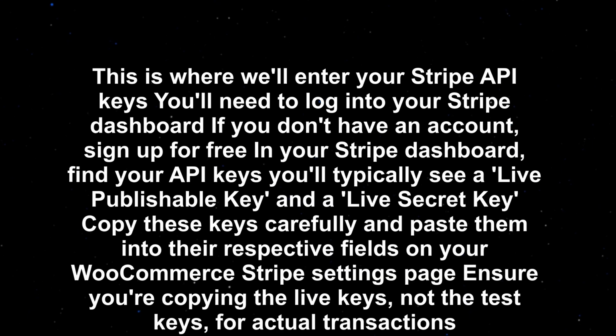If you don't have an account, sign up for free in your Stripe dashboard. Find your API keys. You'll typically see a live publishable key and a live secret key. Copy these keys carefully and paste them into their respective fields on your WooCommerce Stripe settings page. Ensure you're copying the live keys, not the test keys, for actual transactions.